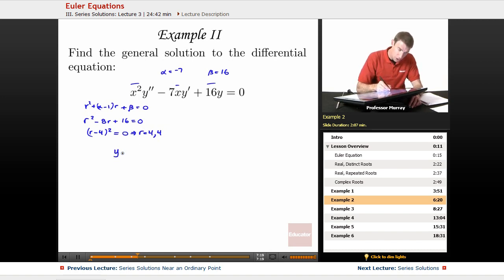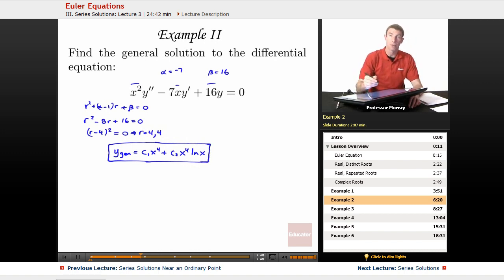The general solution, c1 x to the 4th, but we can't have a c2 x to the 4th because that would just be a copy of our first solution. So c2 x to the 4th natural log of x. We got that straight from the lesson overview at the beginning. Whenever you have a double root, that second solution, you just multiply it by natural log of x.